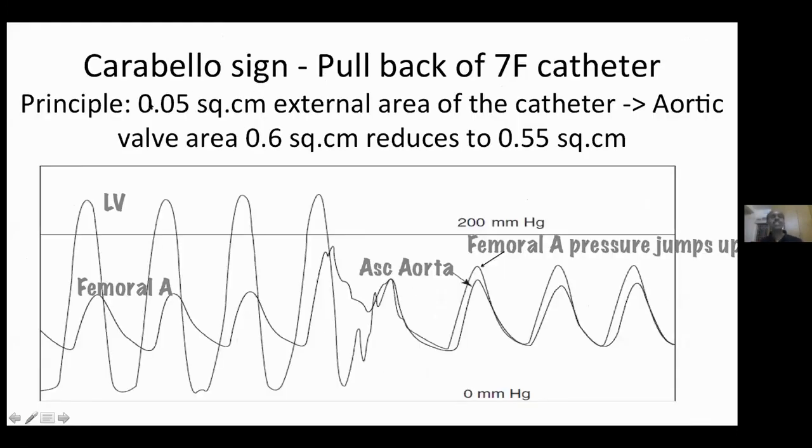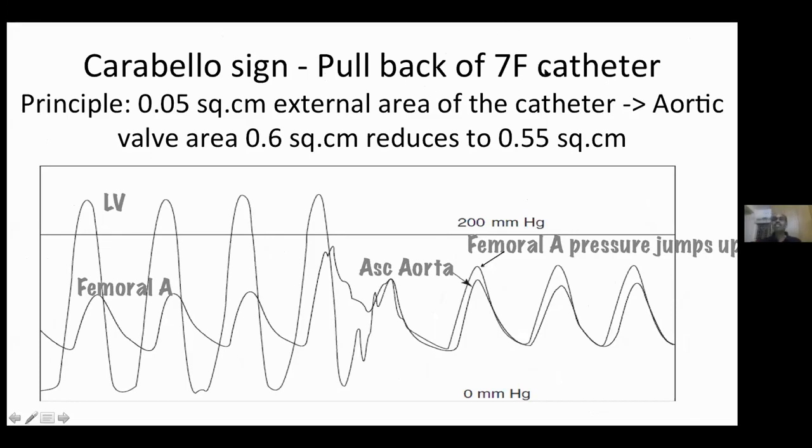There is a sign that is described called the Paravalvar sign, which we all know. When we are pulling back the catheter across the stenotic aortic valve from the femoral artery into the ascending aorta, when the catheter moves from the aortic valve to above the ascending aorta, there is a sudden shoot up of the aortic pressure. Basic principle is like this.